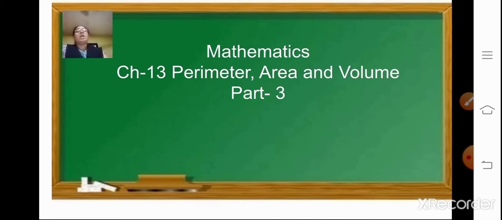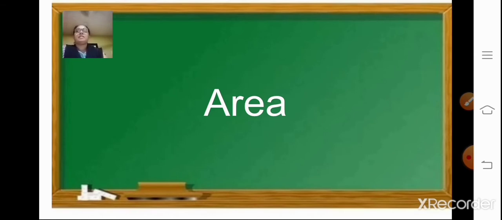Okay, now in the previous class we have already learned how to find the perimeter of the square, and also we have learned how to find the side of the square. So today, before we begin, let's first understand what the term area means.